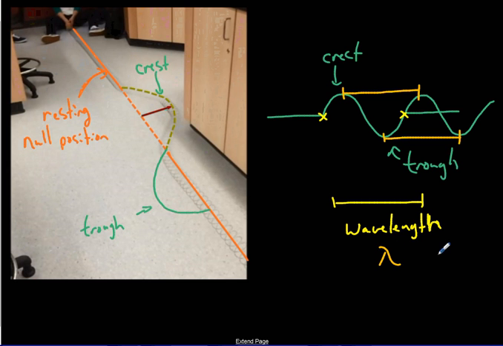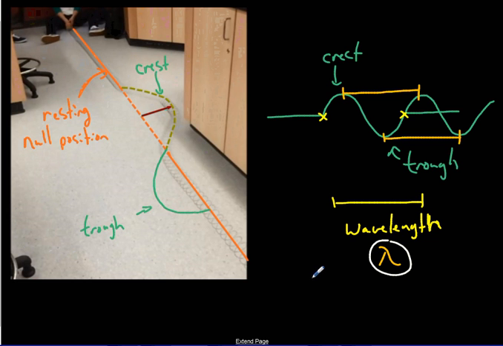Okay, now there's a symbol for wavelength. It looks like this. And that symbol is called a lambda. I always, for some reason, forget that one, but it's called a lambda. Okay? So this symbol right here is a lambda, and that represents the wavelength.